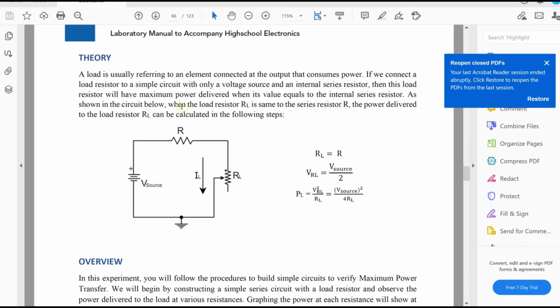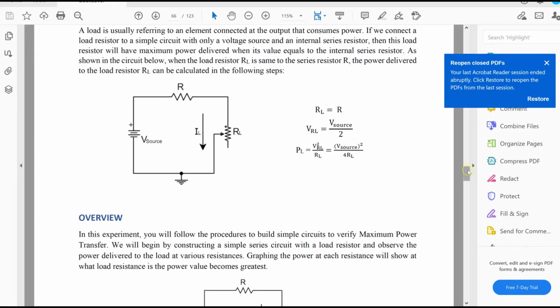As shown in the circuit below, when the load resistor is the same as the series resistor, the power delivered to the load resistor can be calculated in the following steps. So we know how to calculate power. Just simply apply Ohm's law: P_L equals V squared over R. That's the formula that we are going to implement.